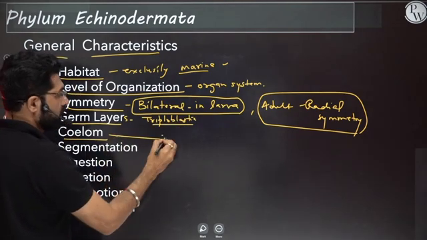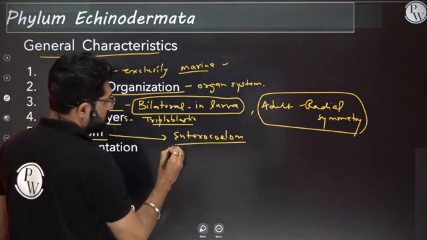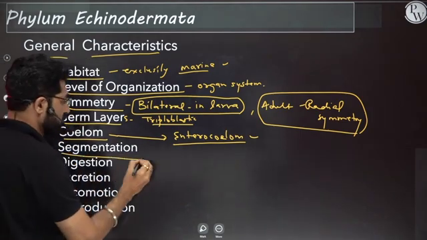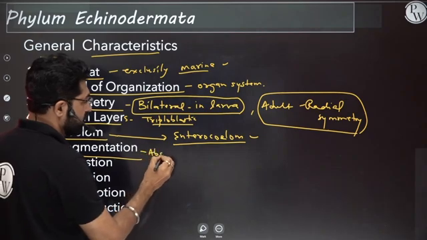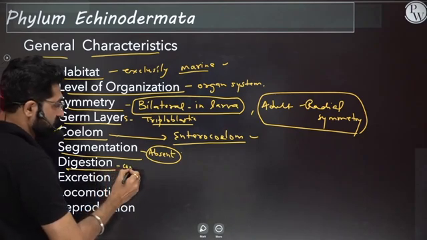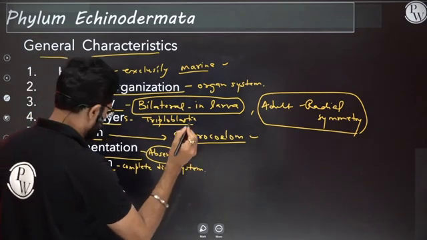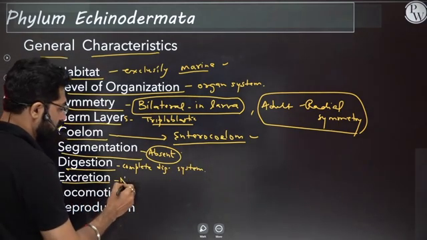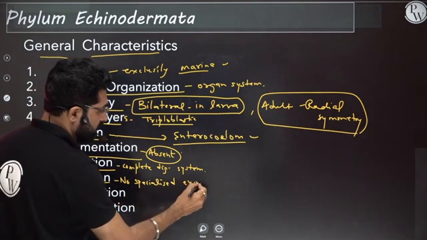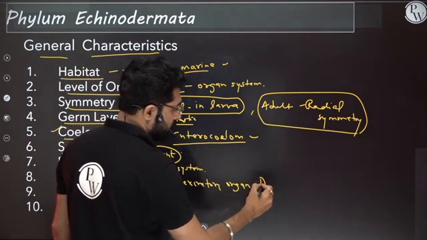According to coelom, it is enterocoelom, like chordates. So just like chordates, the coelom is enterocoelom in this. Segmentation, no segmentation, it is absent. Please write down, very important point. Digestion, complete digestive system present. Excretion, no specialized excretory organ. There is no excretory organ in echinoderms. They are ammonotelic.